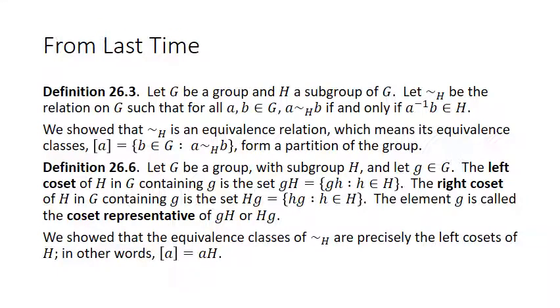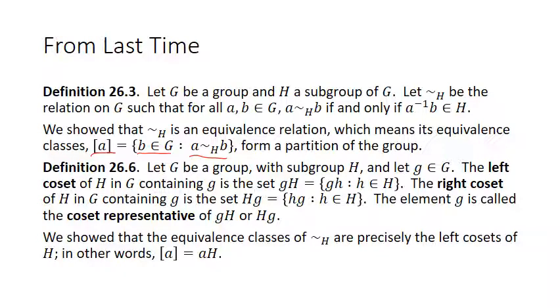So definition 26.3, let G be a group and H a subgroup of G. Let tilde H be the relation on G such that for all A, B in G, A is related to B by the tilde H relation if and only if A inverse B is an element of H. So that was an important relation that we defined, and then we spent quite a bit of time talking about its equivalence classes. So we showed, in fact, that it is an equivalence relation, and then that meant that its equivalence classes, which are written like this, bracket A, and so this is just defined as everything in G that is equivalent to A under this relation. We showed that those form a partition of the group G.